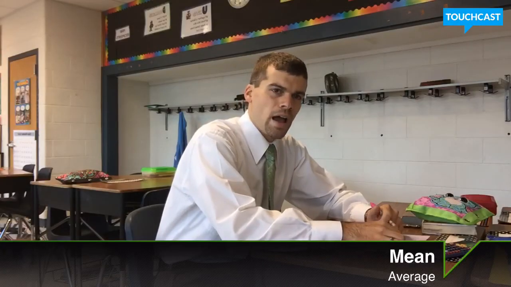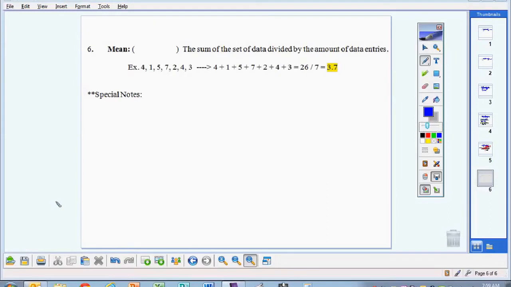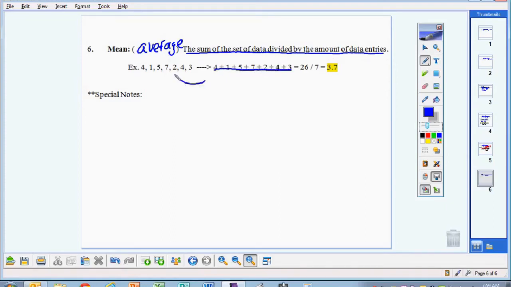I know the mean is the average of the numbers, but man, is it mean of Mr. Armin to not let me use my calculator when I'm trying to find the answer. The mean is also known as the average, and it is the sum of all the set of data divided by the amount of data entries. So here, we add all of our data numbers. We get 26, and we divide by 7 because there are 7 pieces of data. That gives us an average or a mean of 3.7.